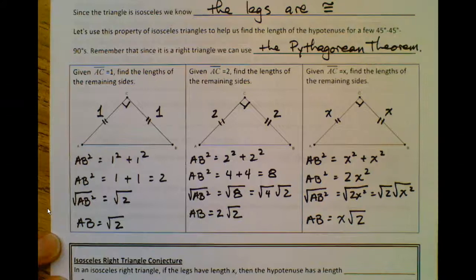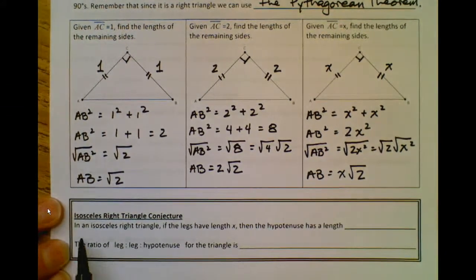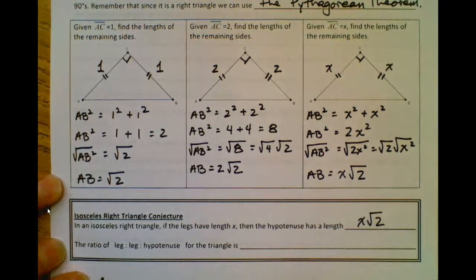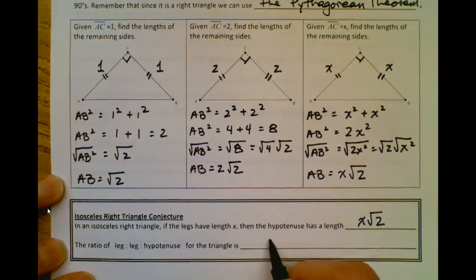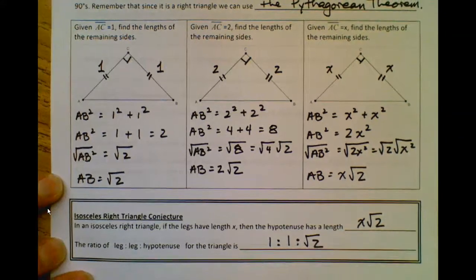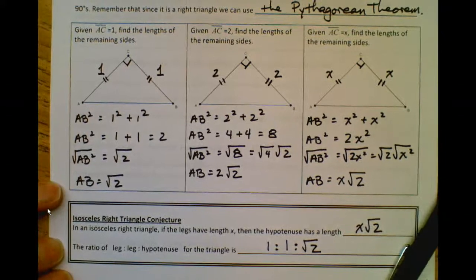So let's sum things up down here. Isosceles right triangle conjecture. In an isosceles right triangle, if the legs have length x, then the hypotenuse has length x root 2. So the ratio of the leg to the leg to the hypotenuse for the triangle would be 1 to 1 to root 2. Alright, in one of the next videos we'll do some practice problems. Again, write down any questions and make sure you ask later.